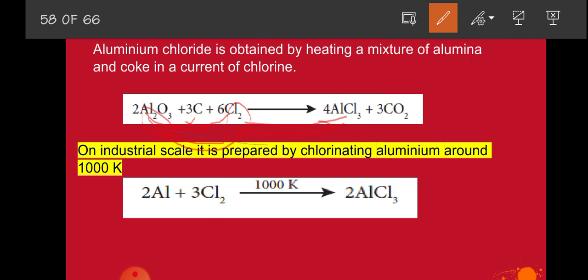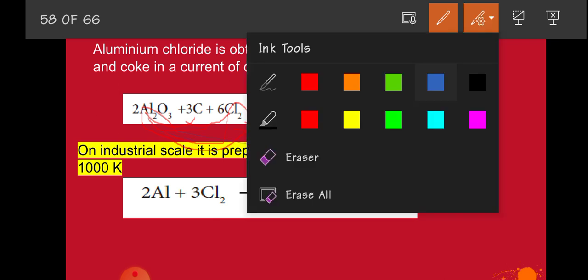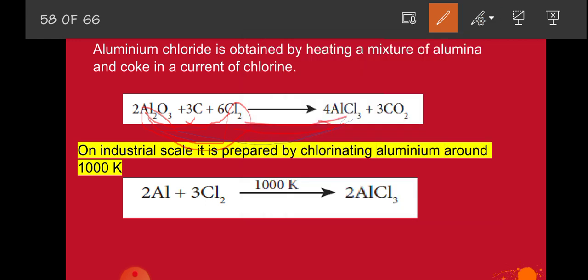So it will form aluminum chloride as well as carbon dioxide. So what will be the remaining? The aluminum, 4 aluminum is there.